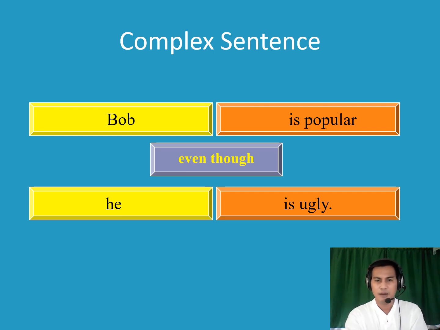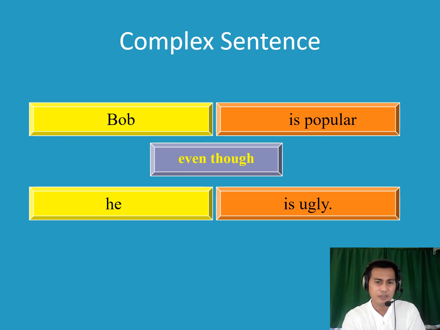You have here, Bob is popular even though he is ugly. This time, here, Bob is popular. Is this dependent or independent? This is an independent clause, yes, because this can stand alone. Who is popular? Bob. What does it say about Bob? Is popular. So this is your subject, this is your verb or your predicate.